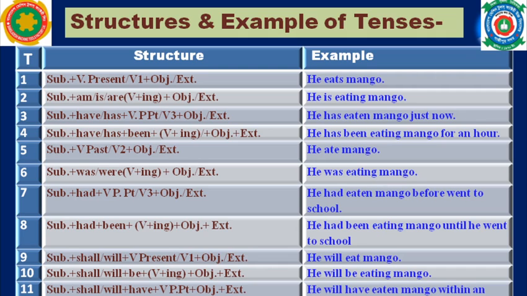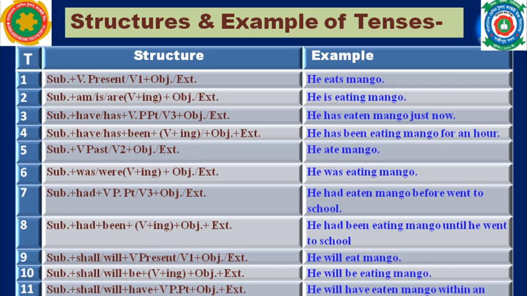He has been eating mango for an hour. This is an example of present perfect continuous tense. So the action has been started sometime ago, it may have occurred in past time, but it will be continuing in the present moment until now, right? Until now, that means present time, it will be continuing, but here time is mentioned, for an hour, right?